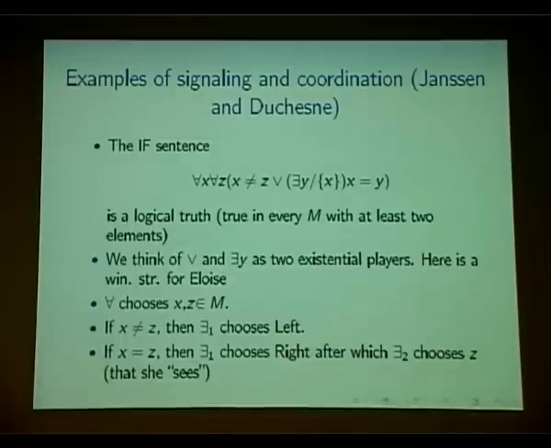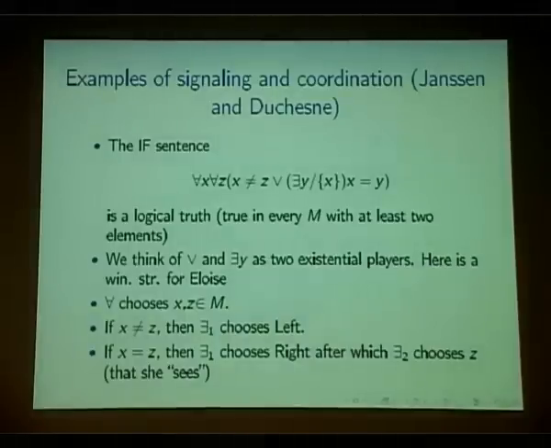And then at the next level, when there is a move for the existential player, she doesn't see x, but she has seen her previous moves, and because she has seen her previous choice, there is this kind of coordination between them. So that is a strategy. If x equals z, then the existential player chooses right, after which Eloise chooses z that she sees. Yeah. Okay.